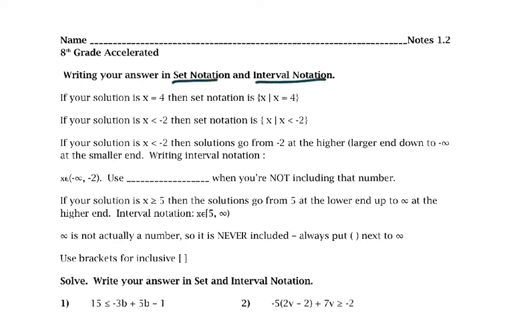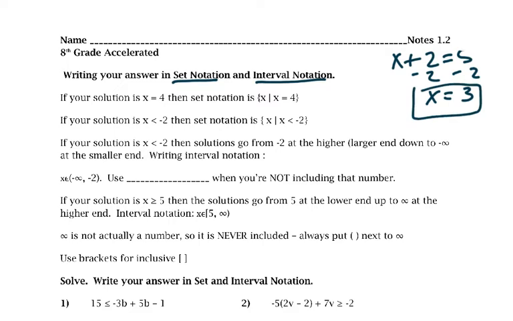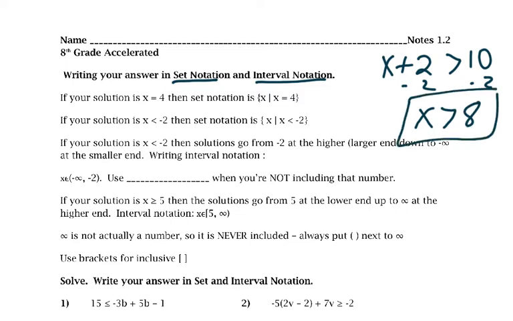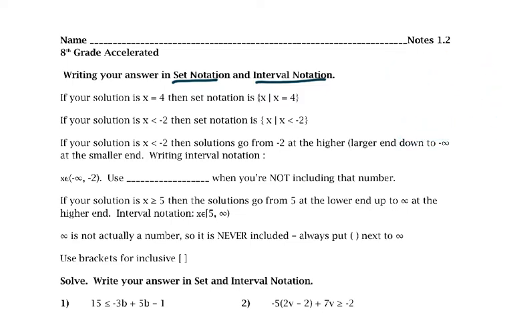And these are just ways of writing answers. So previously to this, when you've solved an equation like x plus 2 equals 5, and you subtract 2 from both sides, you just write your answer as x equals 3. And when you solve an inequality, like x plus 2 is greater than 10, and you subtract 2, you get x is greater than 8, and you just write that inequality. Okay, so that's what you've written so far.